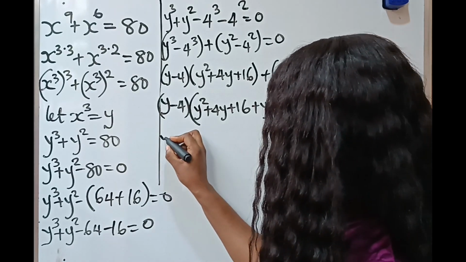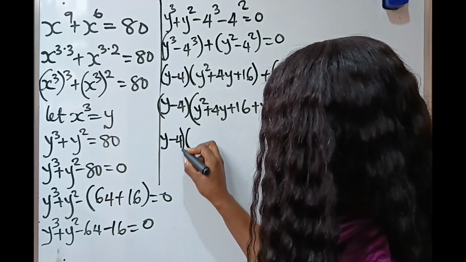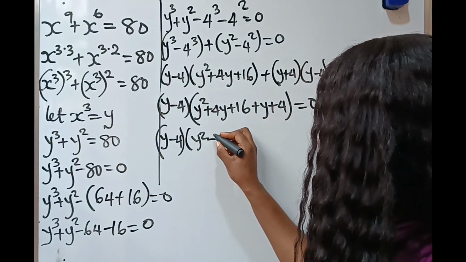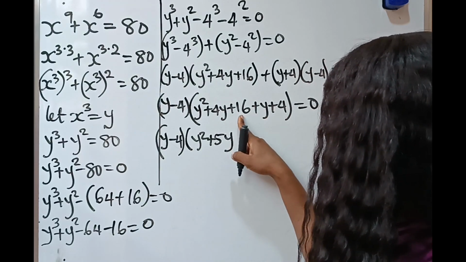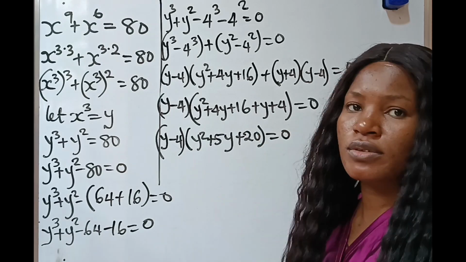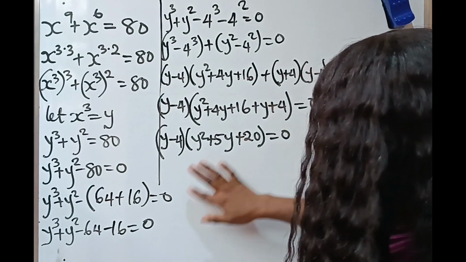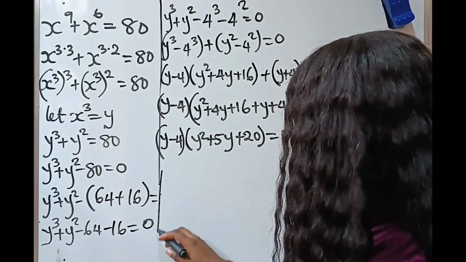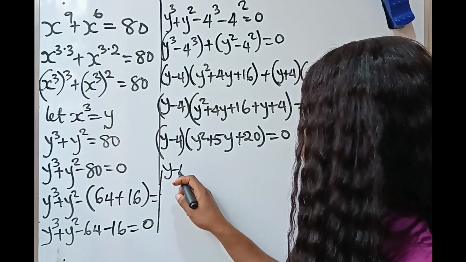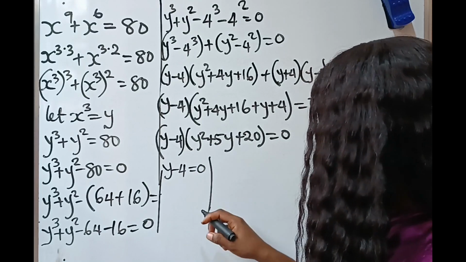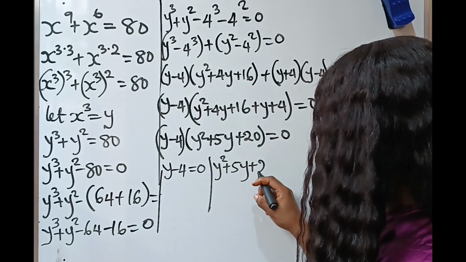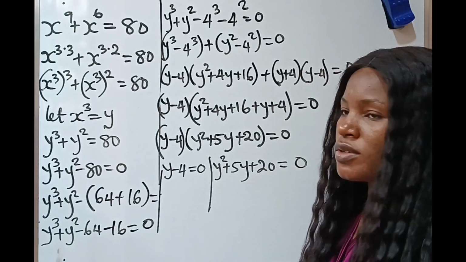Now we have y minus 4 bracket y squared, 4y plus y will give us plus 5y, and 16 plus 4 will give us plus 20, is equal to 0. Now from here we can say that y minus 4 is equal to 0, or that y squared plus 5y plus 20 is equal to 0.